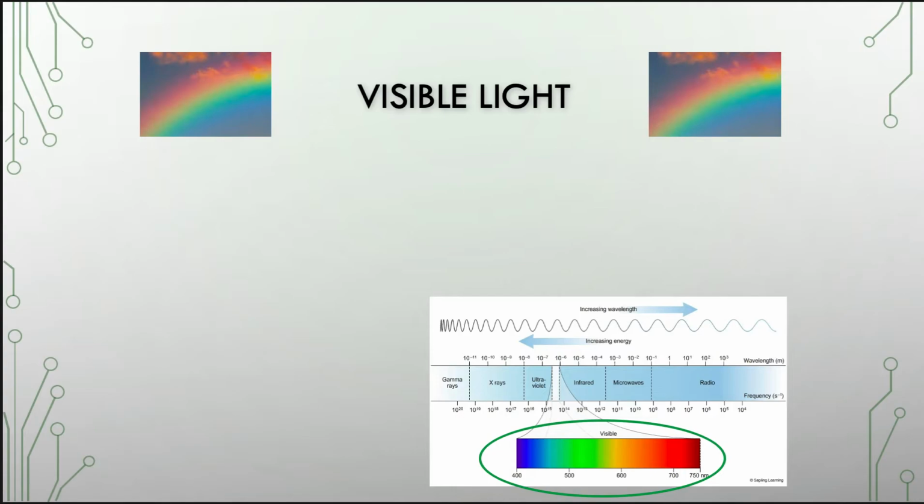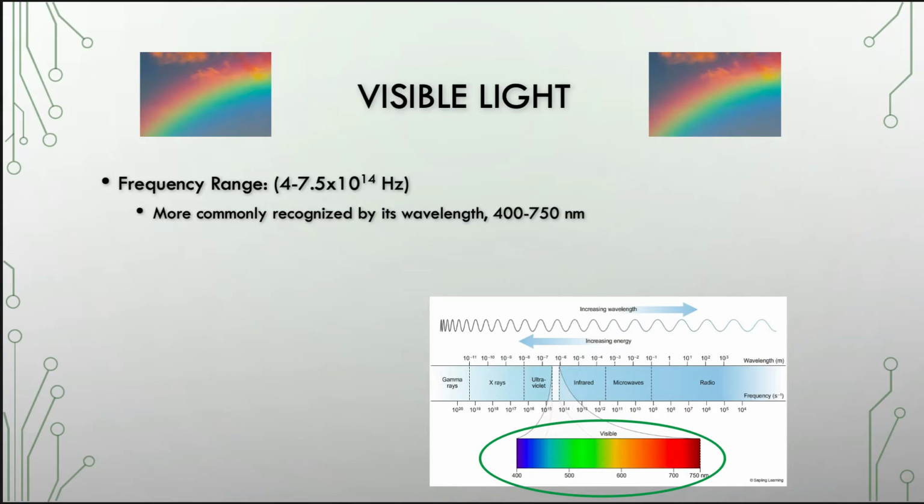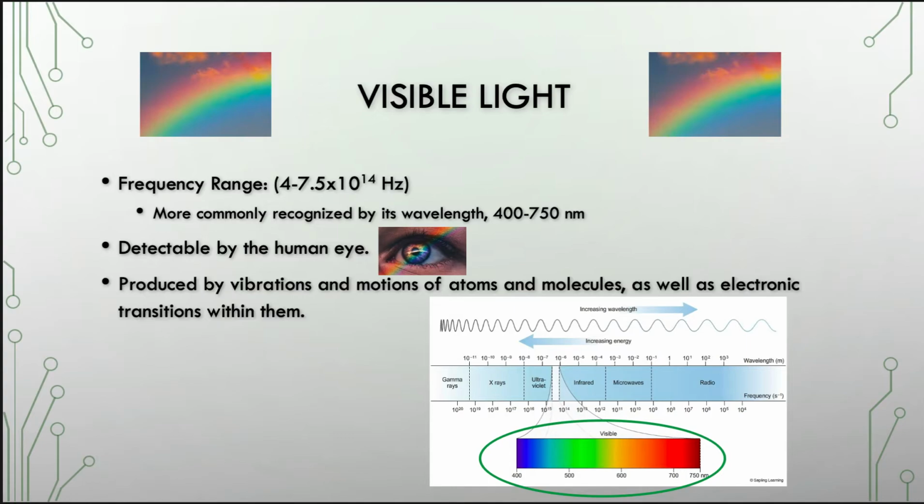Visible light. The frequency range of visible light is 4 to 7.5 times 10 to the 14th hertz. However, it is more commonly recognized by its wavelength, 400 to 750 nanometers. Visible light is named so because it is detectable by the human eye. The colors that we detect depend on what wavelengths or frequencies the object absorbs or reflects. Things that appear green reflect green. Things that appear black absorb all color.